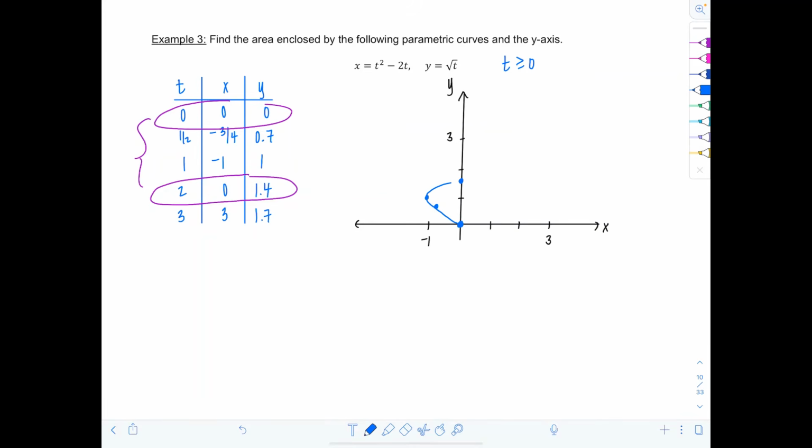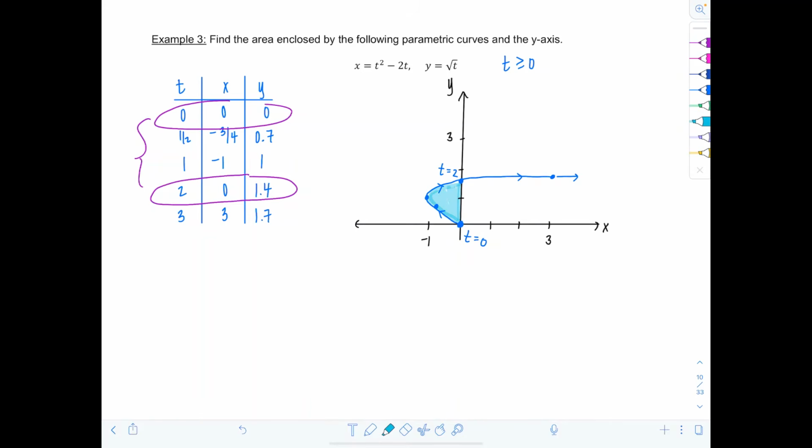So here's what's going on with the curve. This point happens when t equals 2. This initial point here is when t equals 0. Then when x is 3, y is 1.7, and it keeps going. But what we're interested in is the area enclosed by the curves and the y-axis. So we're interested in just this area right here.